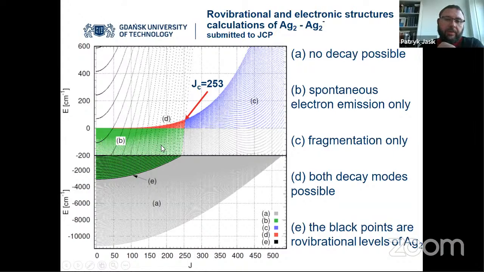Analyzing this feature, we were able to find a critical J, which is the last J for which the two channels are open, spontaneous electron emission and fragmentation, and for J bigger than this critical J, only the fragmentation channel is opened.